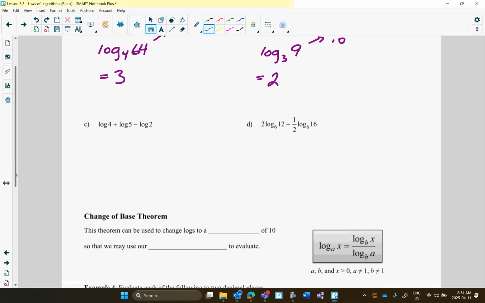How would you write this as a single log? What would you have to do with all the numbers? What would you have to do with these two? Multiply and then divide. So it's going to be 4 times 5 divided by 2, which gives us log 10. And remember, if there's no base, it's always assumed to be 10. So 10 to the what is 10? 1.